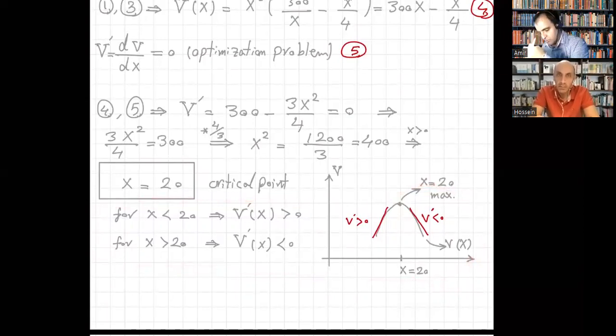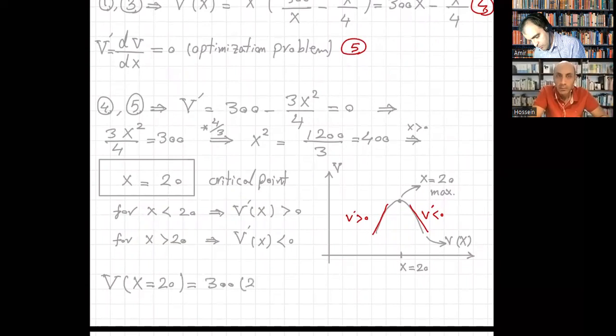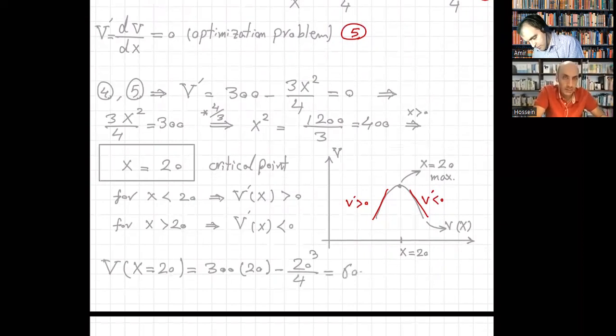So I'm going to put x equals 20 inside our volume function. So for V of x equals 20, I get 300 times 20 minus 20 cubed over 4. So it's going to be 6,000 minus 2,000, so it is 4,000. Correct? Yes, that's the volume, the maximum volume you can get.